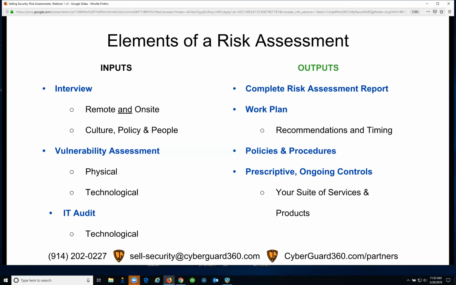The output of the risk assessment, that column header is green because this is where your money is. And this is how you make money, not just in terms of the risk assessment itself, but the ongoing outputs that you're going to deliver to them. So necessarily when you do a risk assessment, you're going to give them a completed report, you're going to give them a work plan, policies and procedures, and then you'll have prescriptive controls that you're going to put in place. And we'll talk a little bit more about that.